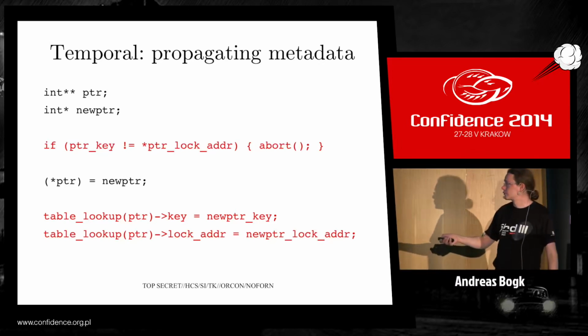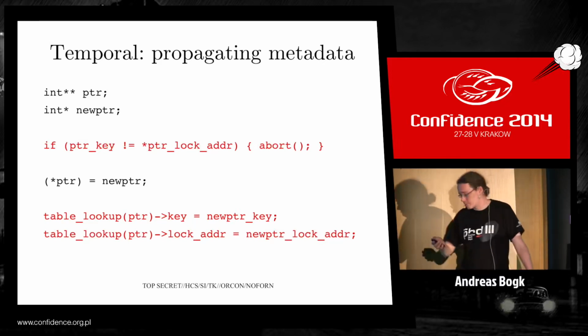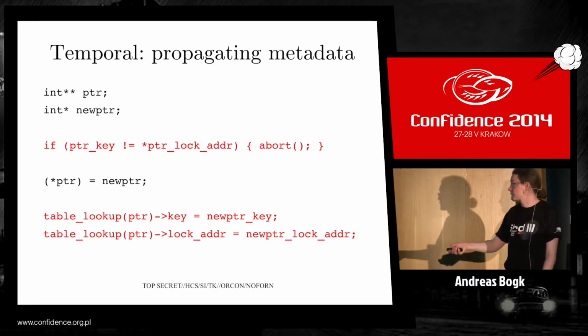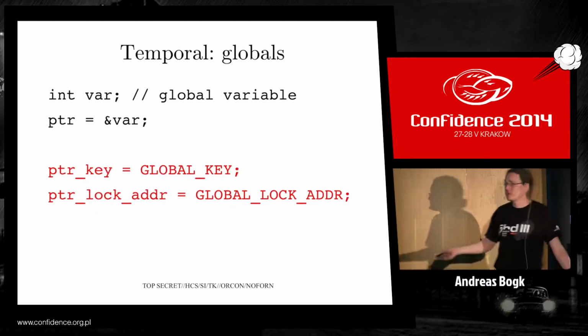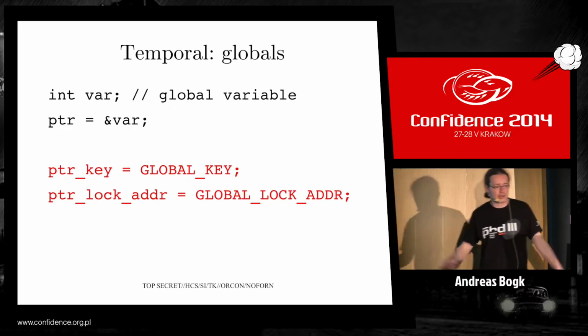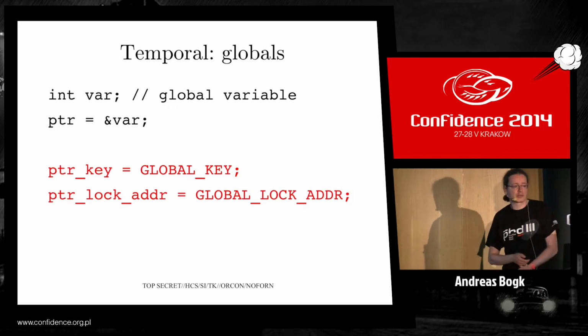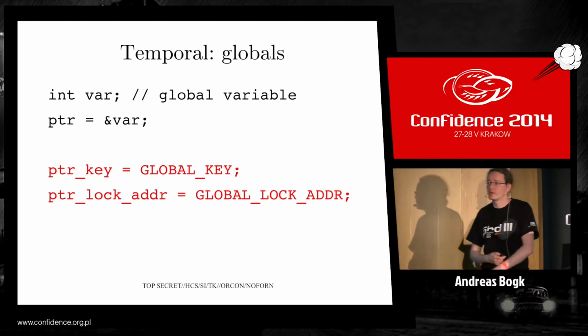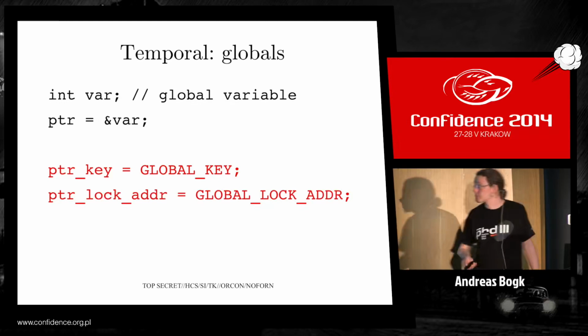On load from memory, we have a table where we look up the key and the log address values to propagate them into the variables. If we store a pointer to memory, guess what? We also save the key and the log address in a table. Globals don't go away, so they get a special magic global key value and a global log address that we can reuse for all the global stuff, because globals are always there. They're not a problem temporarily.